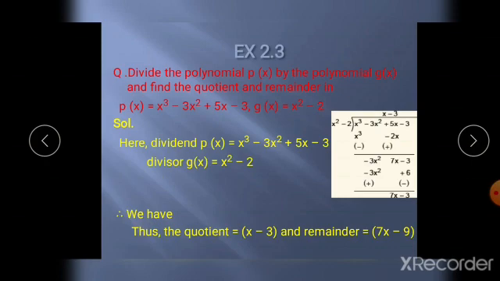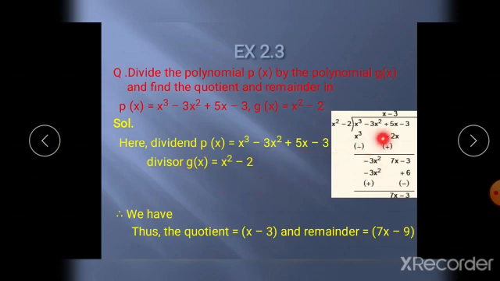Let us take one example in exercise 2.3. Divide the polynomial P of x by the polynomial G of x and find the quotient and remainder. It is very easy. You know how to do it. By using the long division method, we can do it. We have to find the quotient and remainder. The dividend given is x cube minus 3x square plus 5x minus 3 and the divisor is x square minus 2.